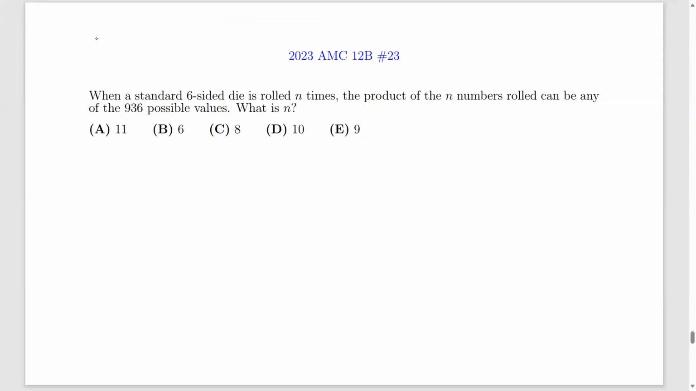When a standard six-sided die is rolled n times, the product of the n numbers rolled can be any of the 936 possible values. What is n?